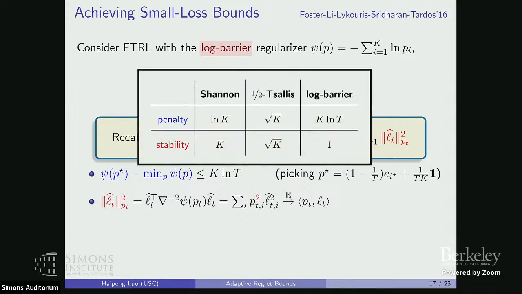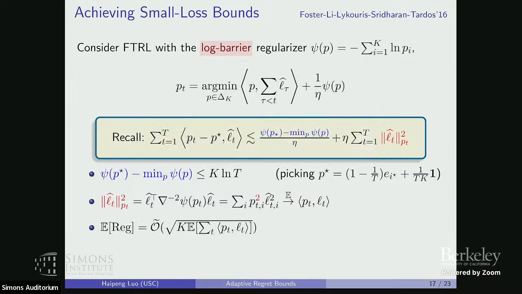Now you see that this is a new trade-off. For log barrier, you're getting a K log T penalty versus O(1) stability. So you see that this is actually even worse than Shannon entropy. If you look at the product, you have log T instead of log K. It's not minimax optimal, but the nice thing is this term. Let's not bound it by O(1). Let's come back and just bound it. Let's take the optimal eta, and then you get something like this. Your regret is root K times the expected loss of the algorithm. In fact, this actually implies root K times the loss of the best arm.